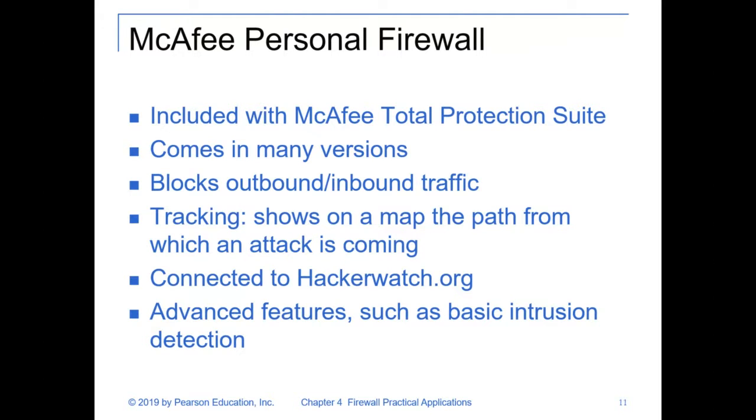Advantages of McAfee Personal Firewall is it does block outbound and inbound traffic. It's easy to use and set up, and it links to the anti-hacking news and tips. The disadvantage is that it costs between $30 to $50 depending on the version. And once again, some of these extra features in the McAfee personal firewall can be obtained without this product.